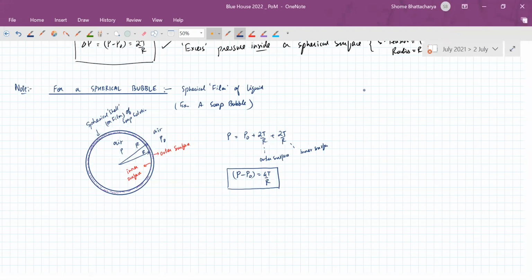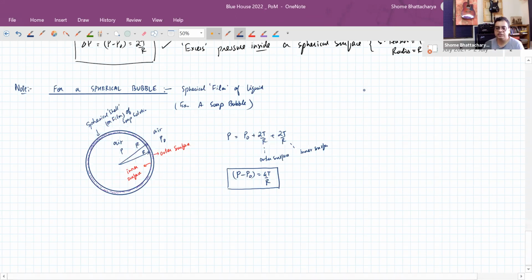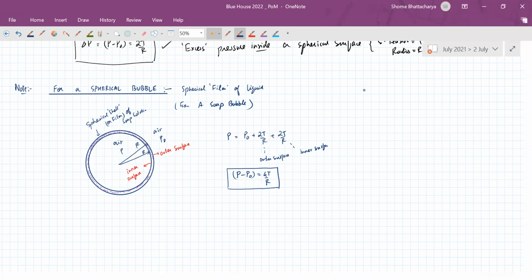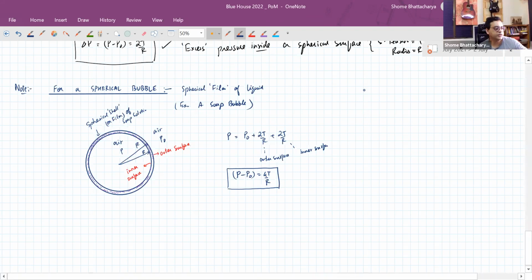Sir, how will the outer layer come in against the change in pressure? Yeah. Any spherical surface is creating a change in pressure going from its convex side to its concave side of an increase of 2T by R. So here there are two surfaces back to back. So they are creating two pressure changes.